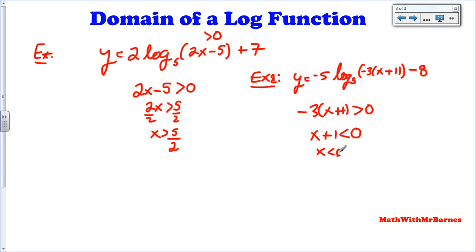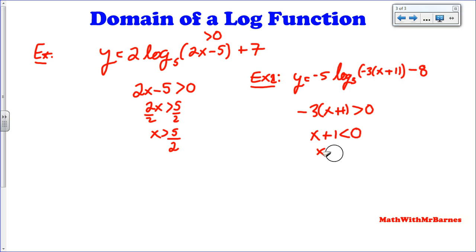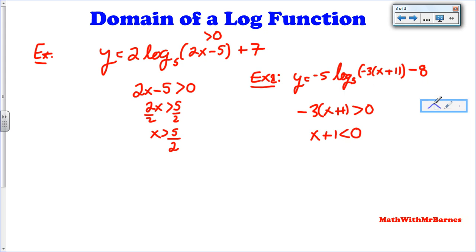Eraser. Let's try that again. Don't want to be too messy. So x is less than negative 1.